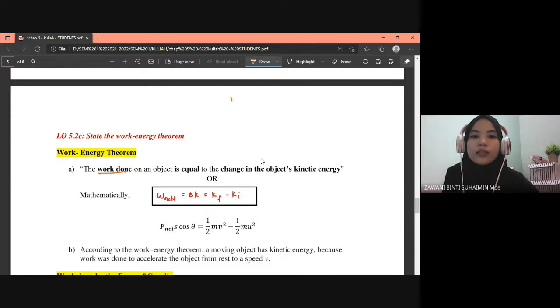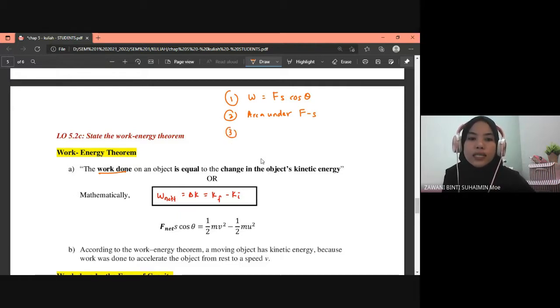Tadi kita ada first cara untuk kita dapatkan work done adalah berdasarkan dia punya definition, iaitu F dot S ataupun F s cos theta. Itu adalah satu cara untuk kita dapatkan work. Yang kedua adalah area under Fs graph, iaitu force dengan displacement. Yang ketiga, kita akan menggunakan work energy theorem, iaitu work net, work done on an object is also equal to the change of the kinetic energy of the system. Okay, iaitu work energy theorem.